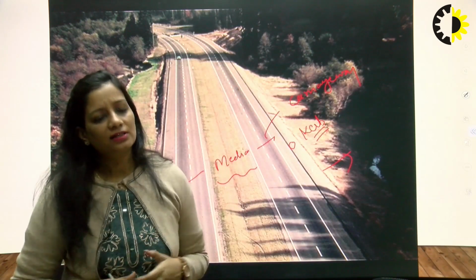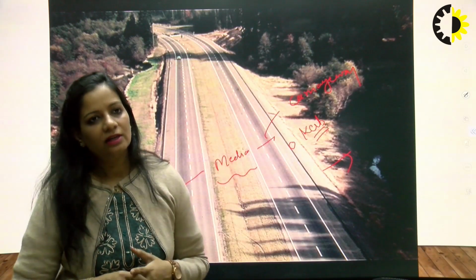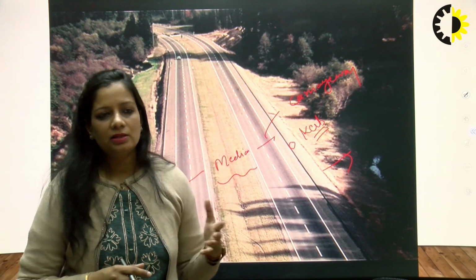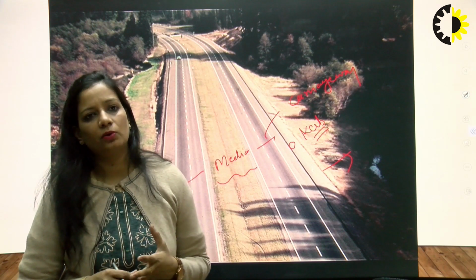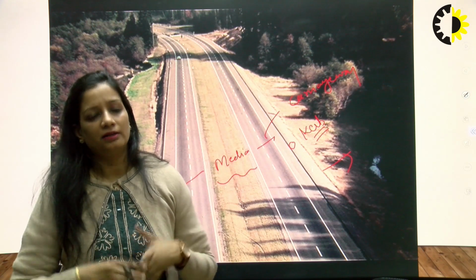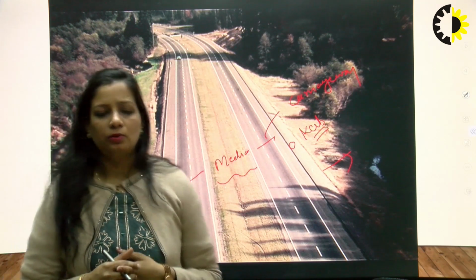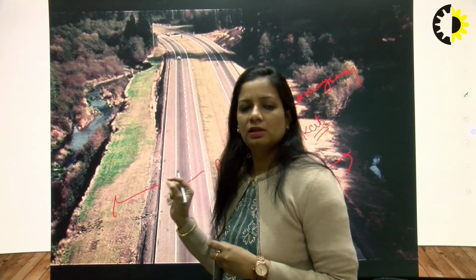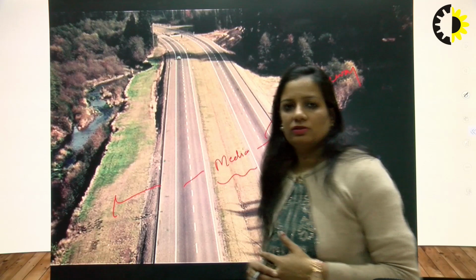Okay, so that's all for today's lecture. In this particular lecture, we have discussed various kinds of elements in a particular cross section of a roadway. We have discussed median, shoulder, carriageway, and different other segments of a particular road. In the next lecture, we are going to design all the different segments. Okay, thank you.